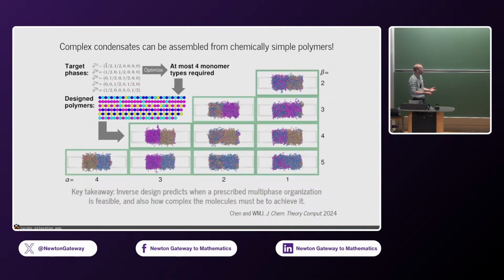Okay, so you can take this and make much more complex systems, but the key takeaway here is that this inverse design approach can give you a way of not only saying whether a particular multiphasic organization is feasible, but also how complex the molecules you would need in order to actually achieve that.